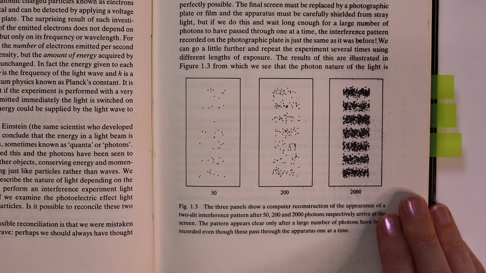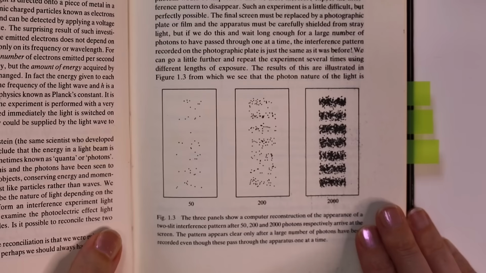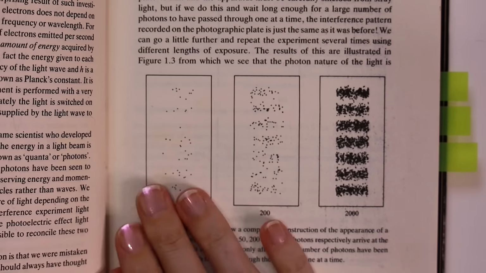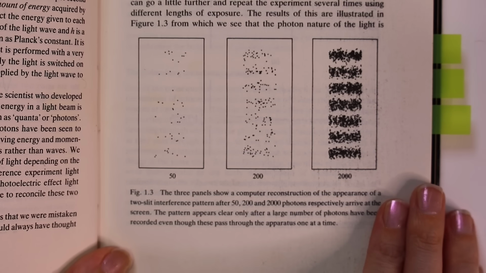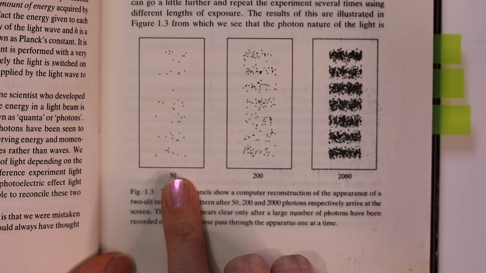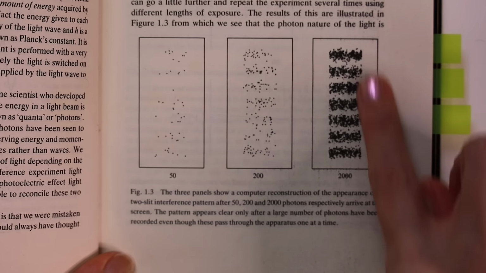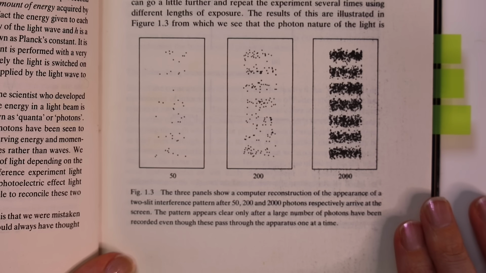So this next illustration shows an experiment where photons, particles of light, are sent one by one through a double slit setup. This shows the results after 50, 200, and then 2,000 photons have passed through the double slit. And we get that exact same banding interference pattern.